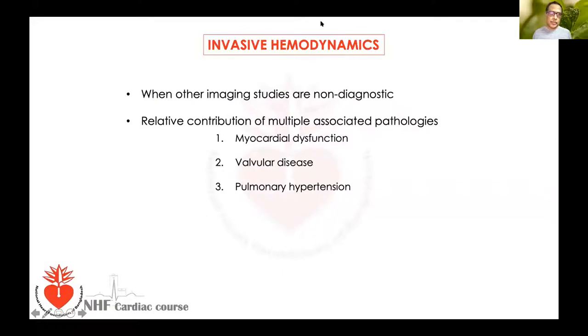So what about invasive hemodynamics? When should we go for invasive hemodynamics? When all other imaging studies are non-diagnostic, and when there is some contribution from multiple associated pathologies like myocardial dysfunction, valvular disease, and pulmonary hypertension. Otherwise, echo is usually sufficient to diagnose constrictive pericarditis.